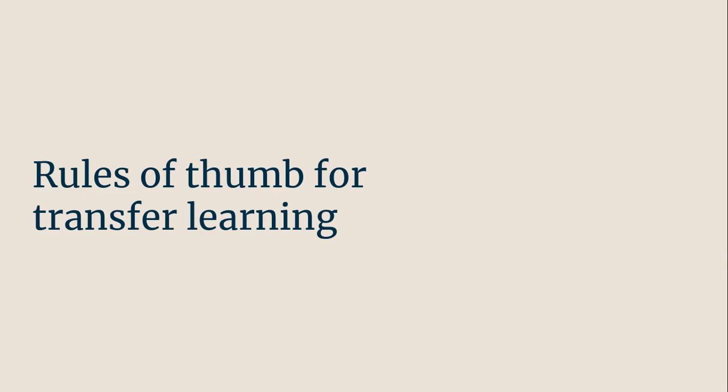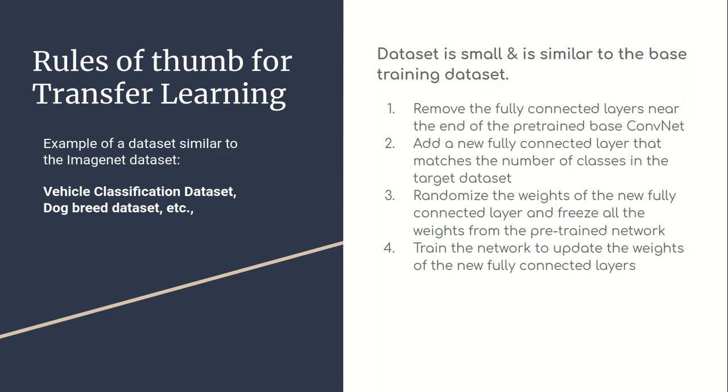Now we'll talk about some rules of thumb for transfer learning. How do you apply transfer learning in different scenarios? Let's say we have a classification task, and for that classification task we have a dataset ready. The dataset is very small.